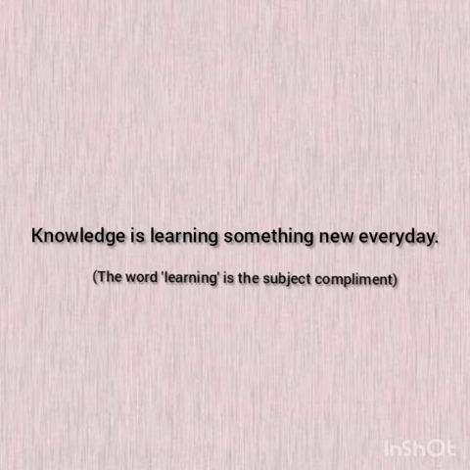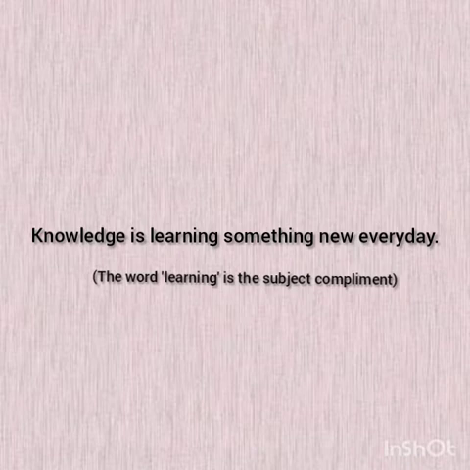The third one is as a subject complement. The example is: Knowledge is learning something new every day. In this sentence, the word learning is a gerund. The structure of the word is verb plus ing, and the word learning is the subject complement of this sentence.